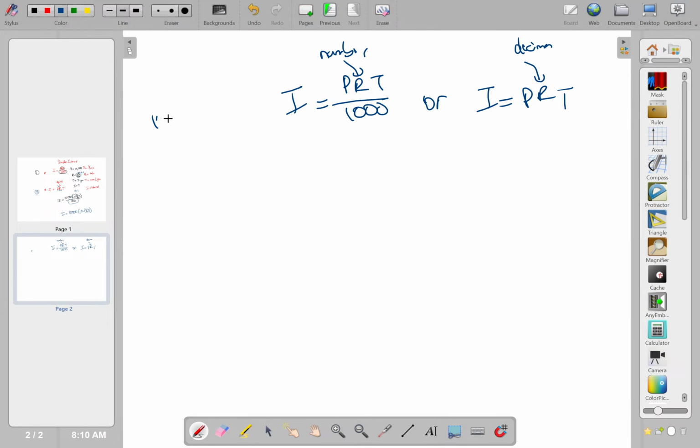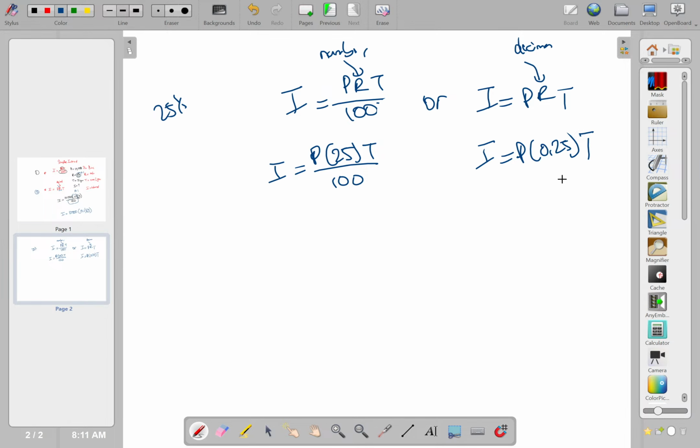If they give you 10%, well, let me give you a different one. If you use 25%, then under this version you're going to put P times 25 times T all over 100. That's supposed to be 100, not 1,000. But under the other one, you'd go straight into I equals P times 0.25 times the time. Both of them are the same equation. Some people don't like fractions, so if you don't want to use the fraction, you have another version you can use.